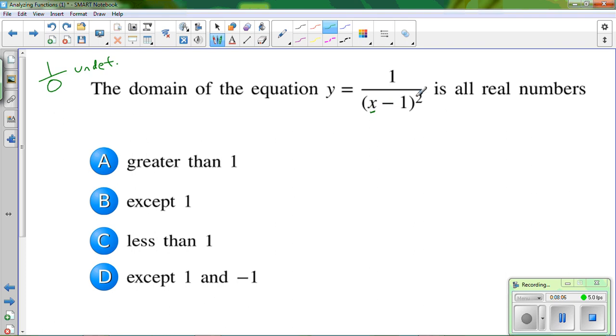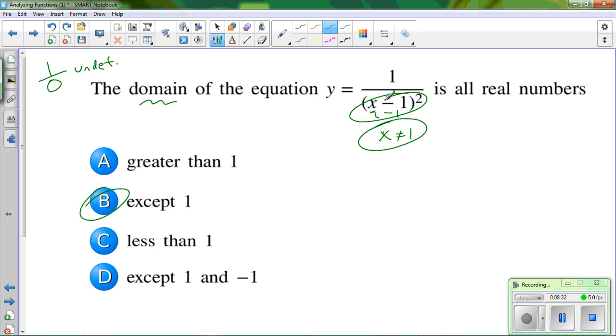It's very similar to asking, what would make it undefined. And so looking at this, there's really only one number that would make this 0. If x were 1, we'd have 1 minus 1, which is 0, and 0 squared is 0. And so x cannot equal 1. So we're going to say that the domain is everything except 1. And that's exactly what choice B here is saying, that x can't be 1.